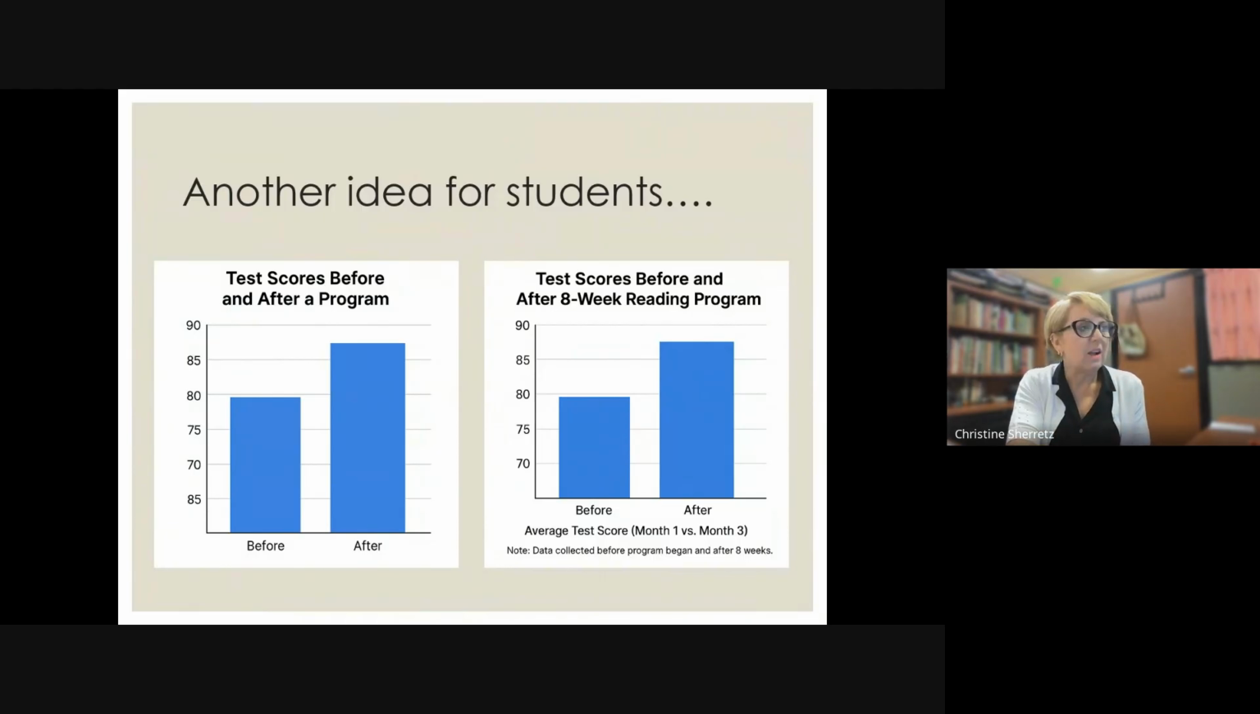The other chart has more information. It has the average test score, it has 1 month versus 3 months, and it says data collected before, began, and after 8 weeks. So it's giving more information. Sometimes you have to teach students how to interpret data, how to look at the way charts and graphs are labeled and so forth, because perception is everything, right? Many times data is presented in a way to purposefully be deceptive, so that people will have a perception that the data is interpreted one way instead of another.